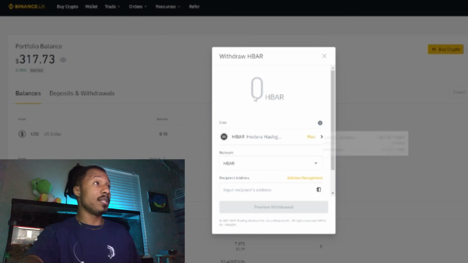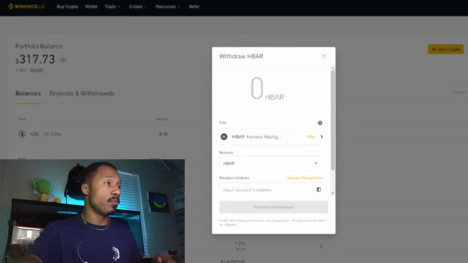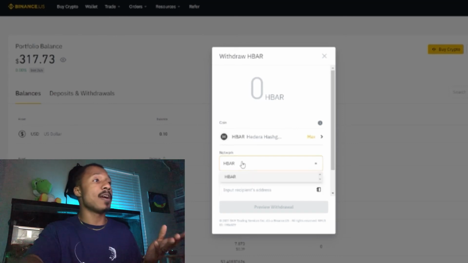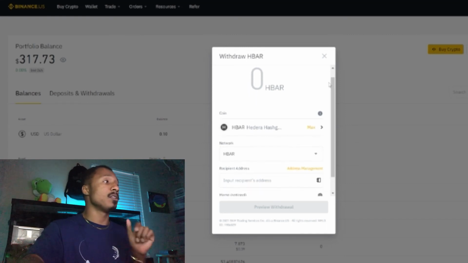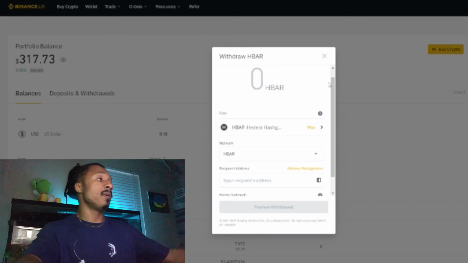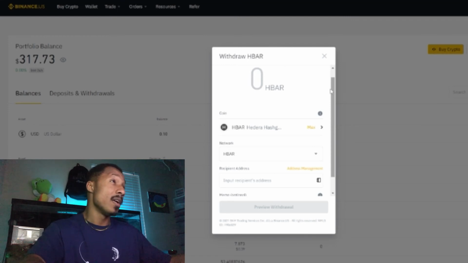So as you can see, this is HBAR, also known as Hedera Hash Graph. I have 1,000 of this token pretty much. So here is the network. The network is going to be Hedera Hash Graph because Hedera Hash Graph is its own entity, right? But there's also things called ERC20, which is under Ethereum. So there's ERC20 tokens and stuff like that, but we're going to have to get into that in another video, or you guys can go to a different video and check that out and pretty much learn about that, because right now what we're talking about is withdrawing.